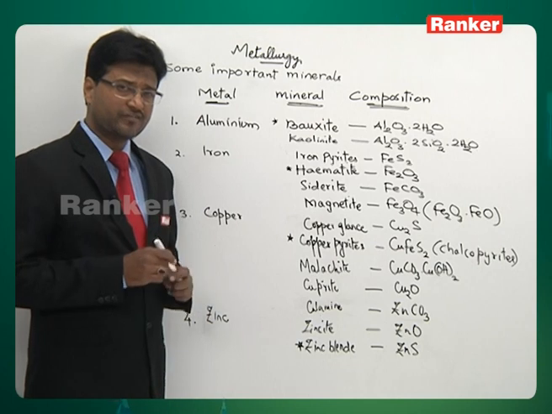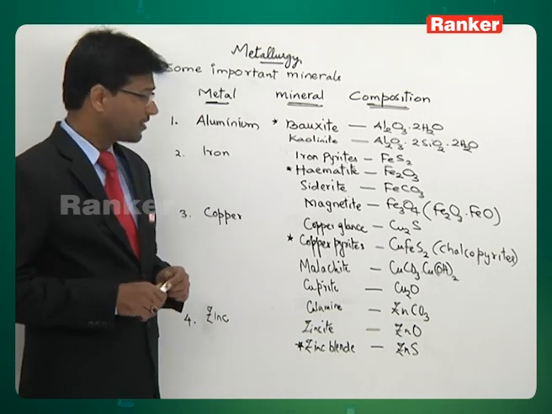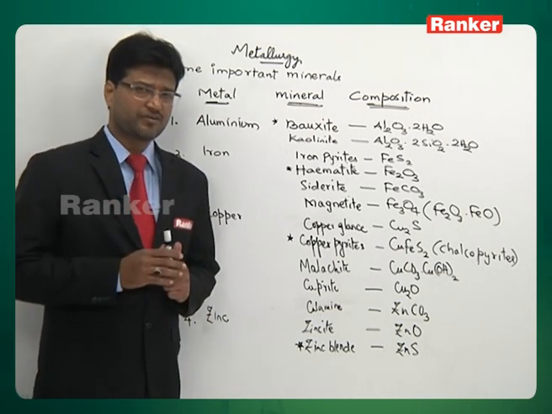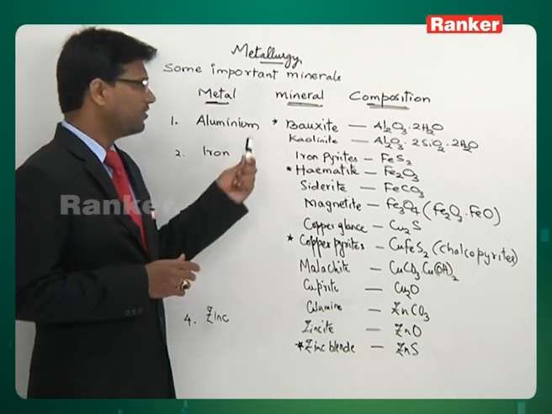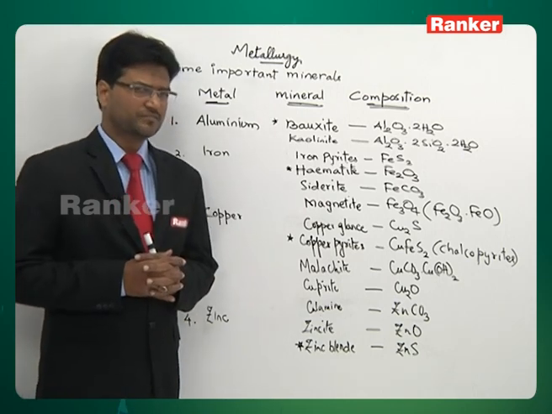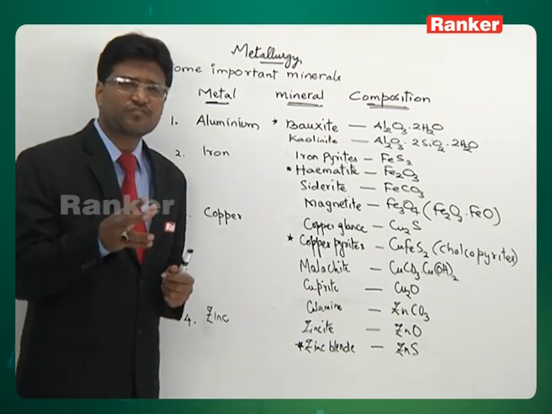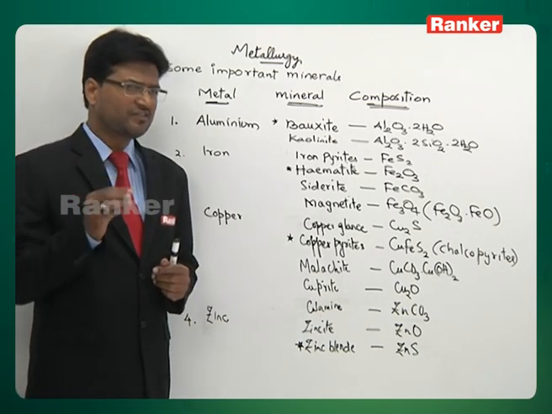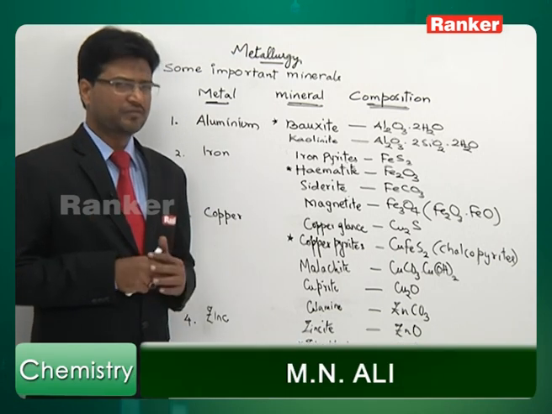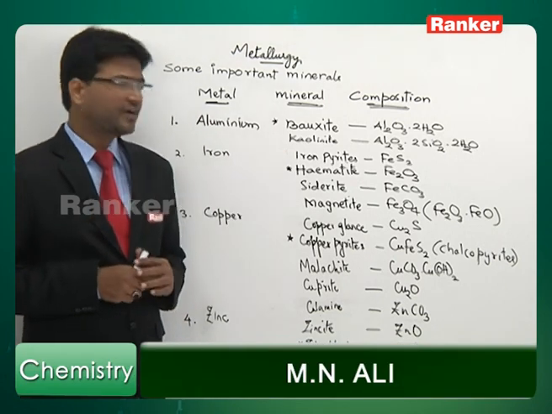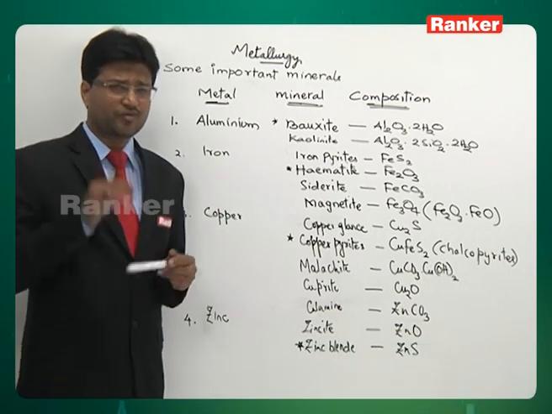Copper is mainly extracted from copper pyrites, also called chalcopyrites. Iron is extracted from hematite ore, and aluminium is mainly extracted from its bauxite ore. So you may get a question like this: which of these is the chief ore of copper, or which of these is the chief ore of iron? So you should be able to answer such questions based on this list, and I have indicated the chief ore for each case.